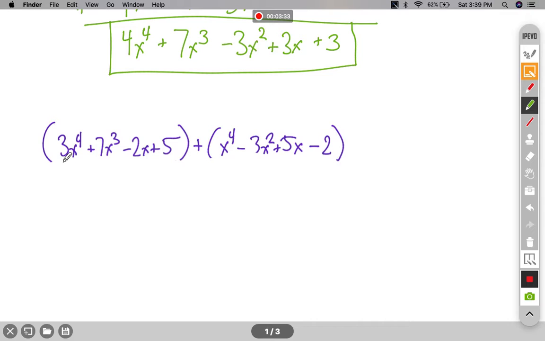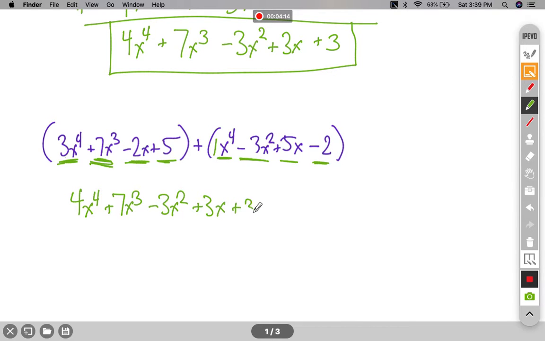I generally like to make some note like we'll underline. We'll start with the x to the fourth. So I have 3x to the fourth and I have a 1x to the fourth. So that's going to give me 4x to the fourth. Now I'm going to go down from 4 to 3. Here's an x to the third. That's the only one here. So I will say 7x to the third. I go down one more, x squared, no x squareds here, but here I have one, minus 3x squared. Negative 2x, 5x, will give me a 3x, and a 5 and a negative 2 give me a 3.